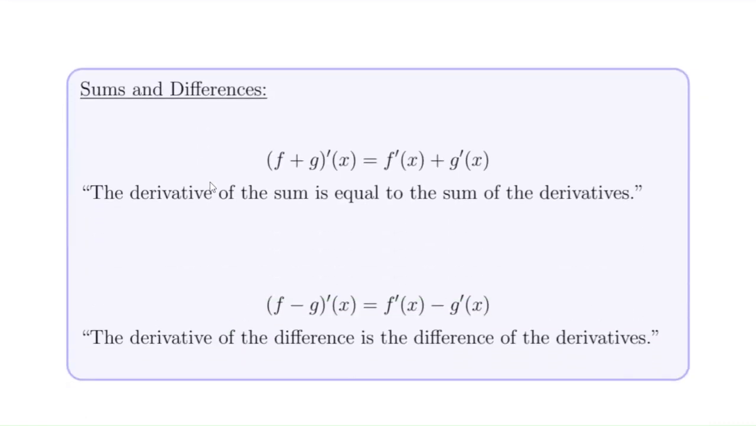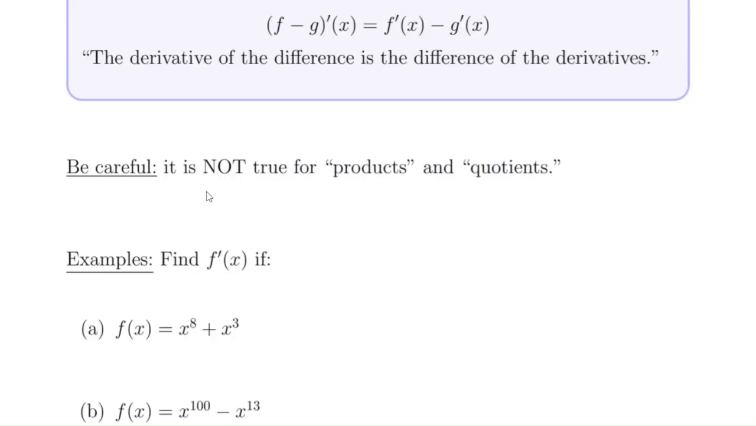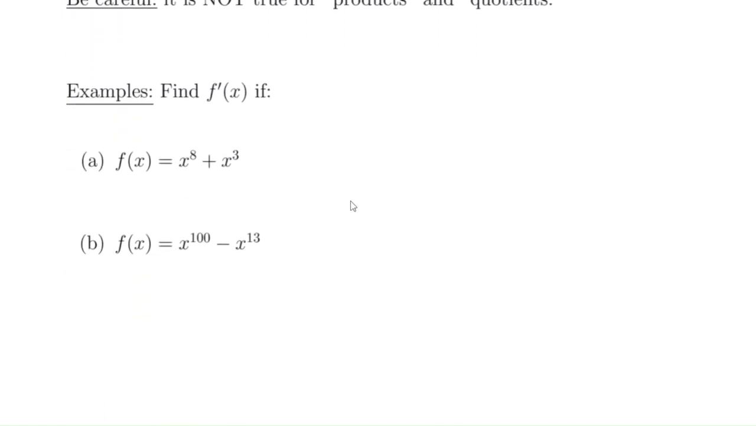Okay, let's look at another theorem about sums and differences of a function. This says that the derivative of the sum of two functions is equal to the sum of their derivatives. The derivative of the sum is equal to the sum of the derivatives. And same thing, the derivative of the difference is the difference of the derivatives. But we do have to be careful. It's not true for products and quotients. The derivative of a product is not equal to the product of the derivatives, and the derivative of a quotient is not equal to the quotient of the derivatives. To do those, we're going to have to use something called the product rule and the quotient rule, and we'll talk about those in the next module. But it does work for sums and differences.